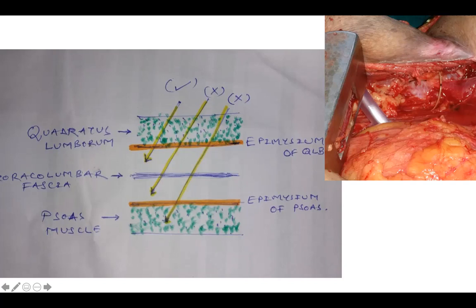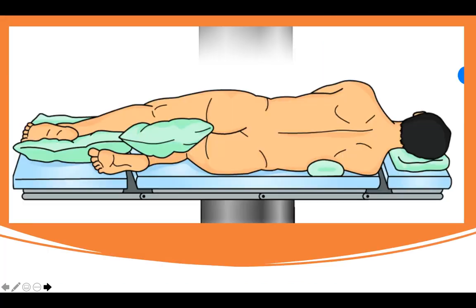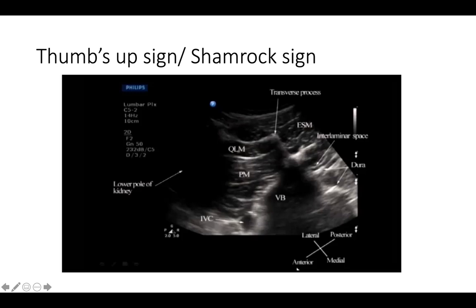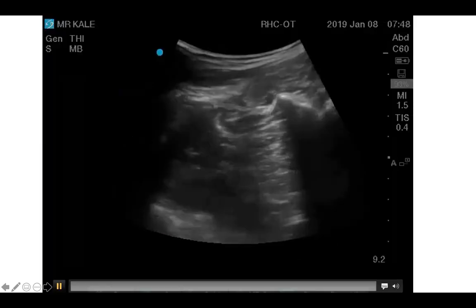So these are some of the challenges while performing this block, and we are doing this block in lateral position. Usually the preferred approach is the shamrock approach. We all know the shamrock leaf and the shamrock sign, or the thumbs up sign. And this is one of our scanning videos.